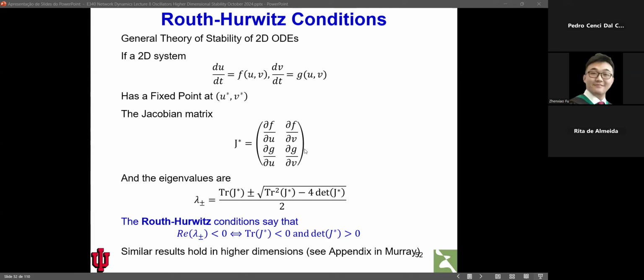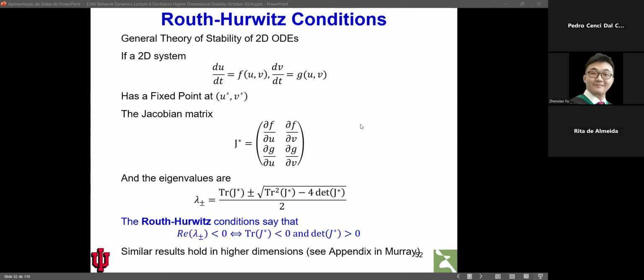And this is the Jacobian matrix that, if you calculate it at the values of U star and V star, will be the value at the fixed point. So this is calculated at the fixed point. Then the lambdas plus minus are going to be the trace of the Jacobian matrix plus or minus the square root of the trace of the Jacobian squared minus 4 times the determinant of the Jacobian.